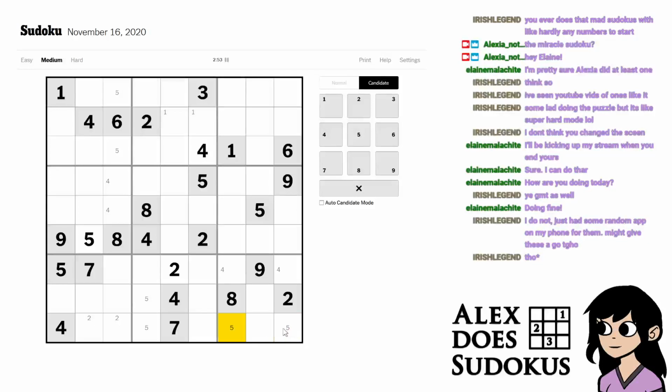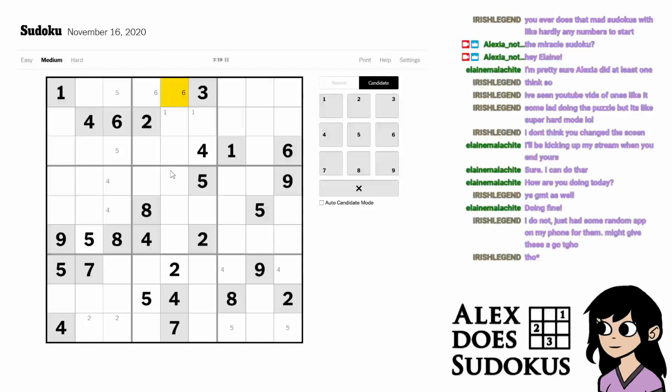So for those unfamiliar, pointed pairs basically means in this cage the 5 can only go in either of these 2 cells. So the bottom row, row 9, is taken for the 5's basically. So outside of this cage there can't be any more 5's in this row, so I can erase that one and place another 5 here. And I don't think I can do much more with the 5, so I'm going to move on to 6's.